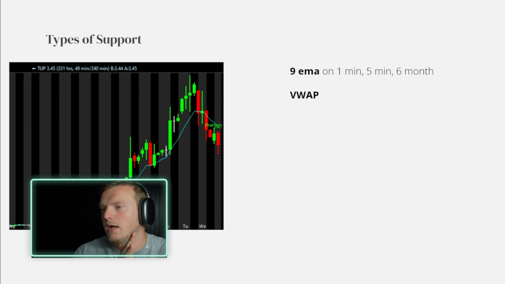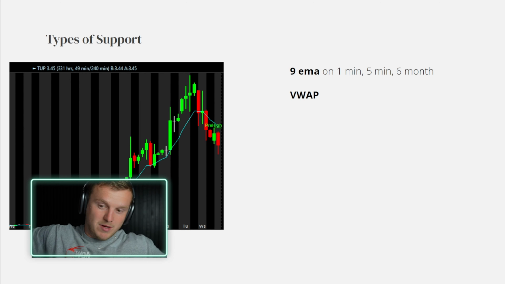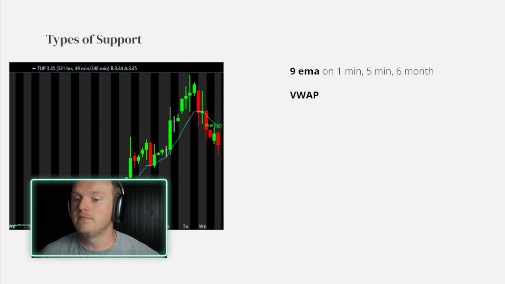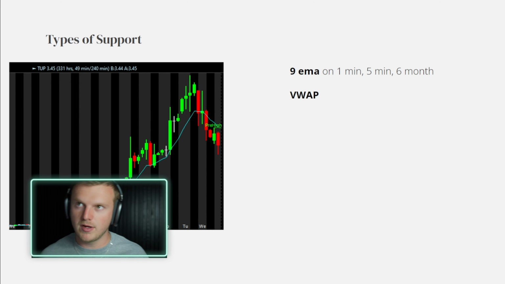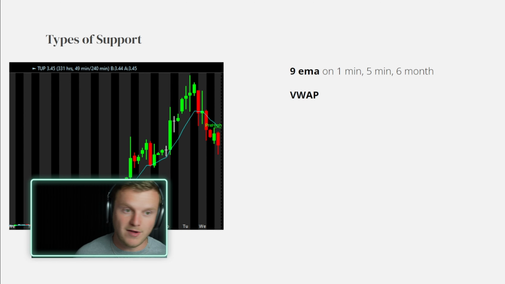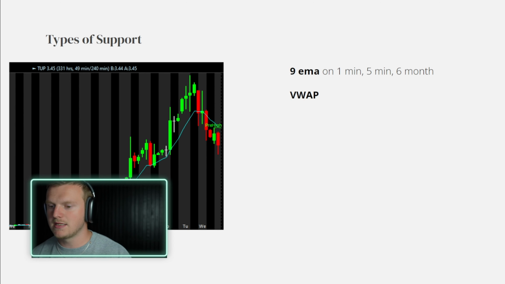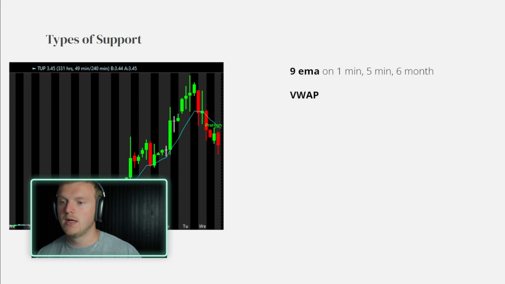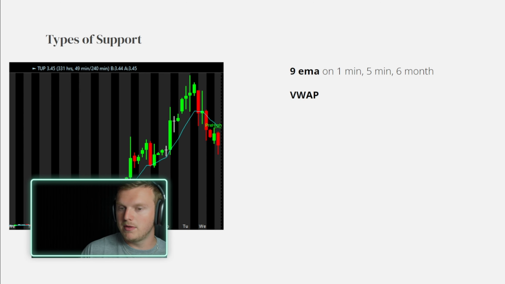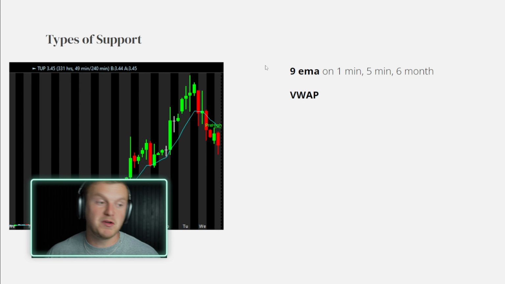Types of support. Okay, so support is not just a price level. Support can be a lot of things. Support can be an indicator. Types of indicators I like to use as support is my 9 EMA. It's my favorite indicator on the 1 minute, on the 5 minute, on the 6 month. Now the EMA is different per time frame because it takes into account the time frame. Now the VWAP, generally speaking, there's almost no discrepancy between VWAP in the 1 minute, VWAP in the 5 minute. It'll stay the same.